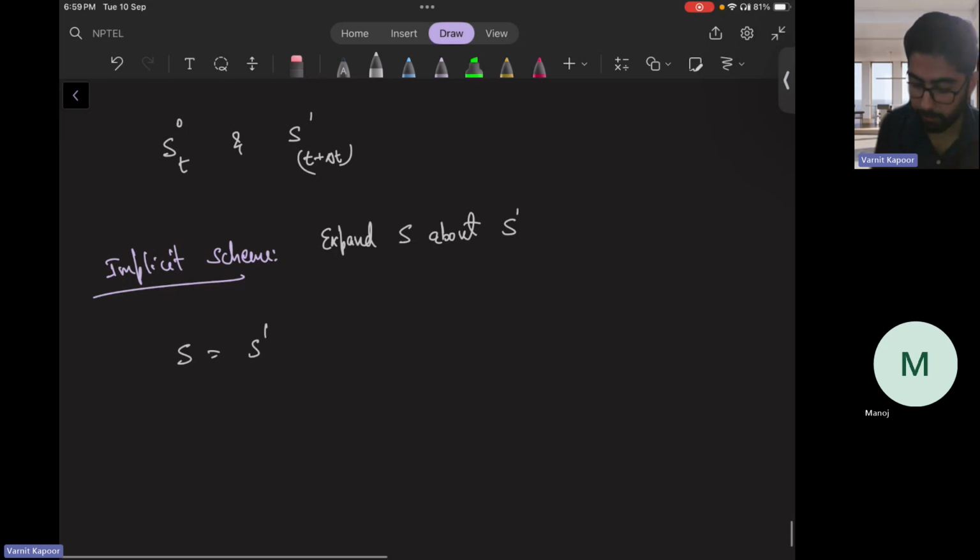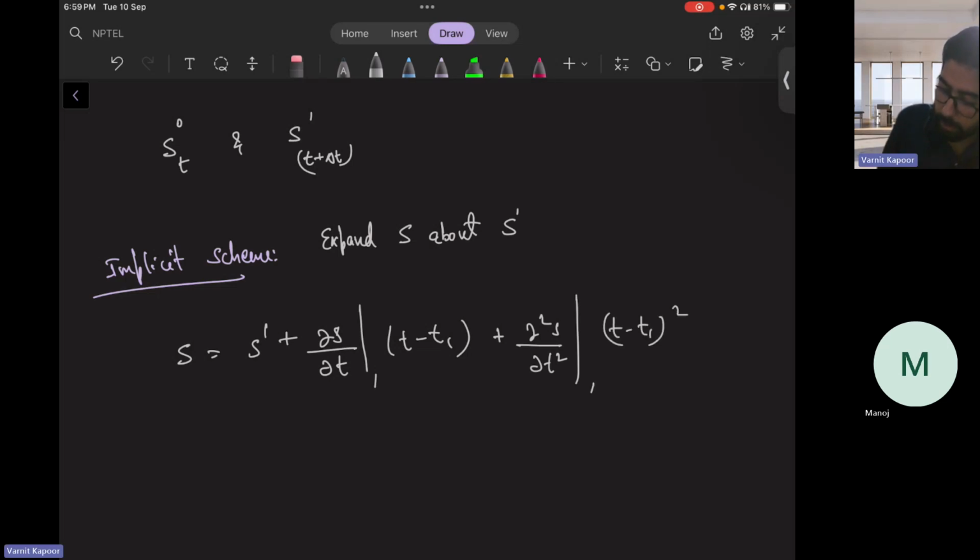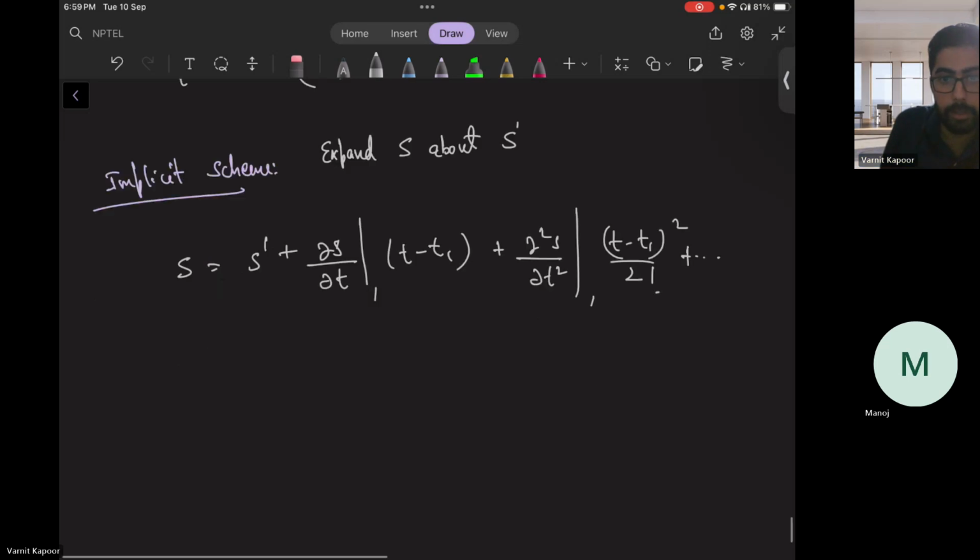Let us use the Taylor series expansion. S will be S1 plus dou S by dou T at 1 into (T minus T1), plus dou 2 S by dou T square at 1 into (T minus T1) whole square by 2 factorial, and so on. So this is our Taylor series expansion about T1.